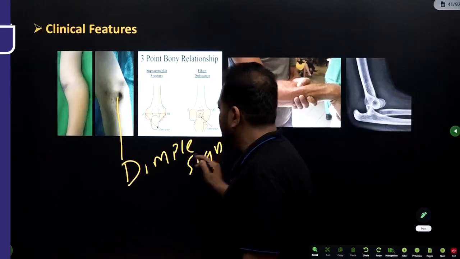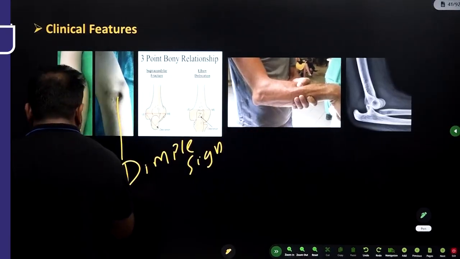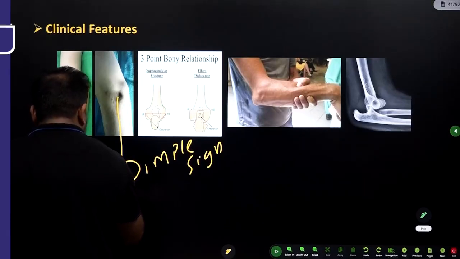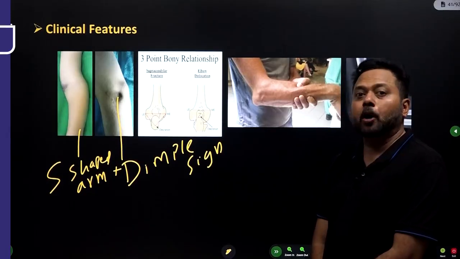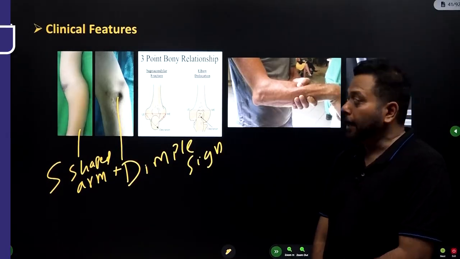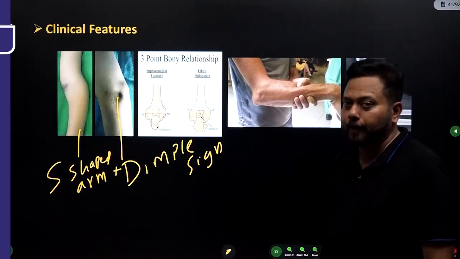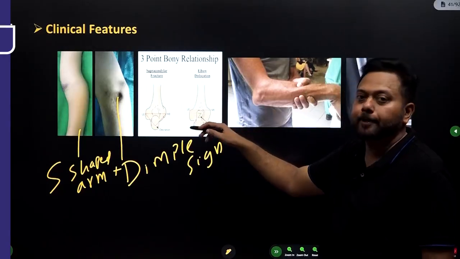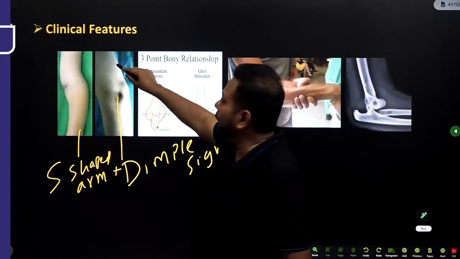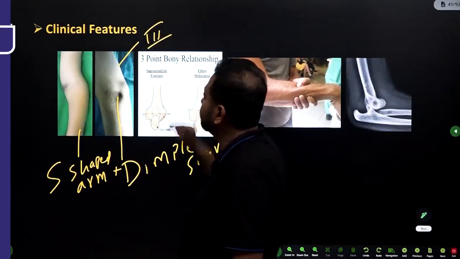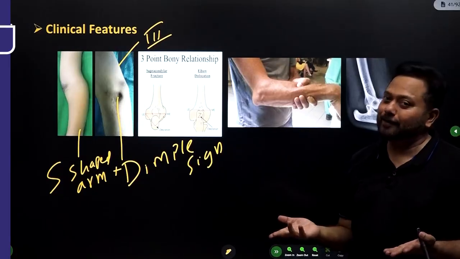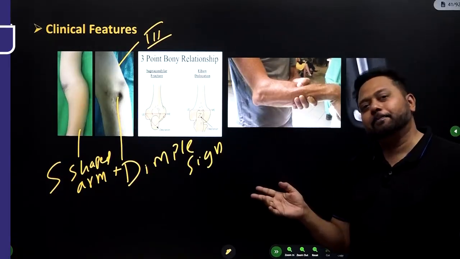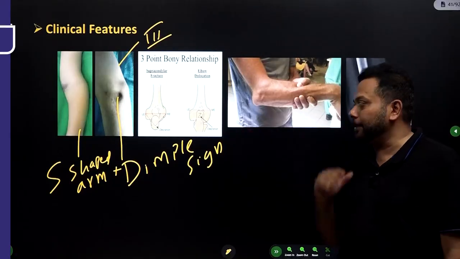Okay. An S-shaped arm plus a dimple sign. Two clinical signs of supracondylar fractures are the S-shaped arm and the dimple sign. And you should be very confident that this classical deformity and dimple sign occur only in Gartland's type 3. Type 1 is undisplaced. In an undisplaced fracture, you cannot expect a deformity, dear friends. So only in the completely displaced type 3 can you expect this deformity.